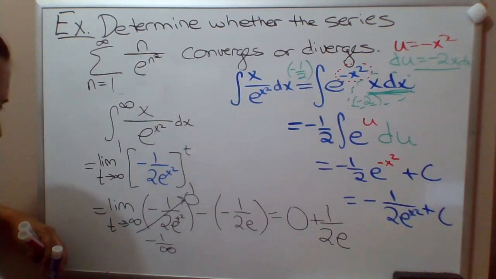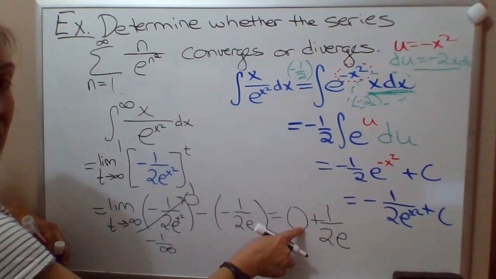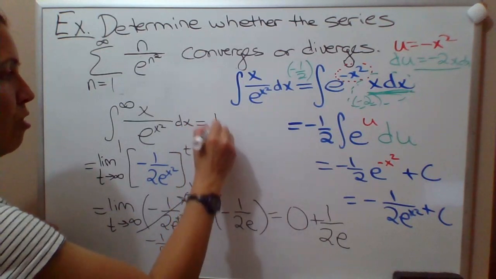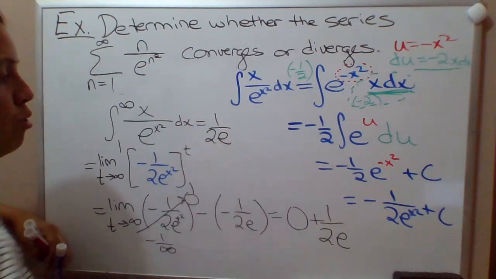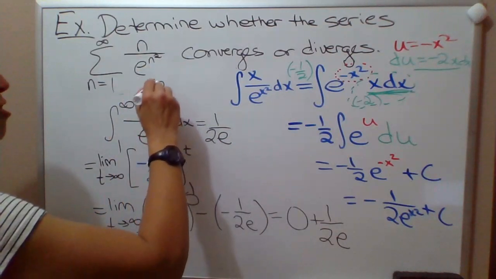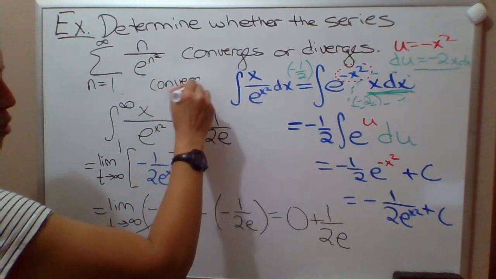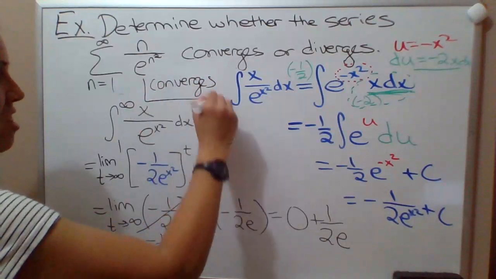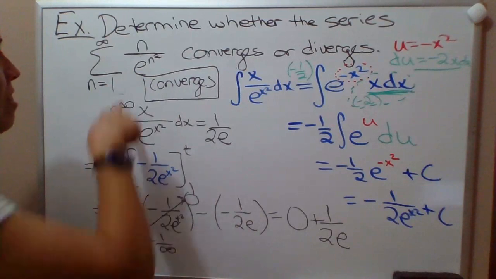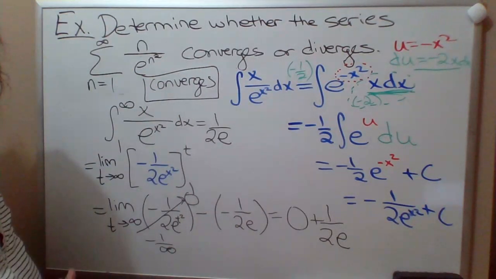But the important thing with the integral test is that because we got a number here, this improper integral converges to the number 1 over 2e, then this sum right here converges to something. It's a shortcoming of the integral test. It doesn't actually tell us what it converges to, but it does tell us for sure that this sum converges to some finite number.